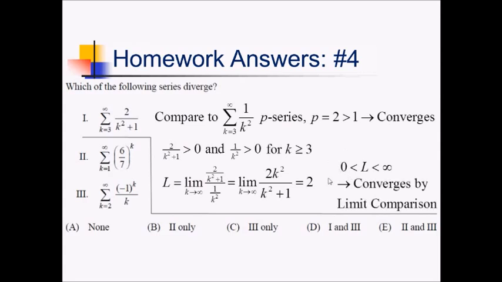All right, so it doesn't diverge, which means that anything with 1 in it has to be eliminated. So the only thing that we can eliminate off that is choice D. Well, let's take a look at the next two series now.